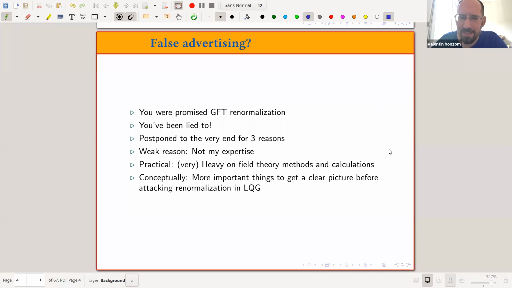The second reason is more practical: it's a field that's very heavy on field theory calculations and methods. So I think that could really quickly become very heavy. And the final reason is more conceptual, because I think there are important things to understand first in order to get a clear picture of the big picture, if you want, before really going into something as complicated as renormalization, whether it's in group field theory or more generally in loop quantum gravity.